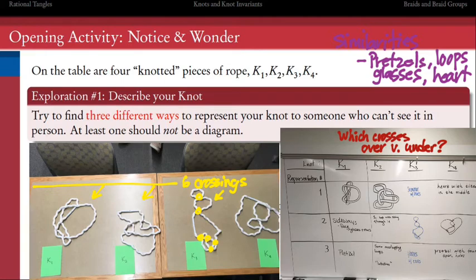K4 has only 3 crossings, I think, right? Does that mean that K4 is a different knot than some of our 6 crossing knots? I think it depends on the type of crossing, wouldn't it?